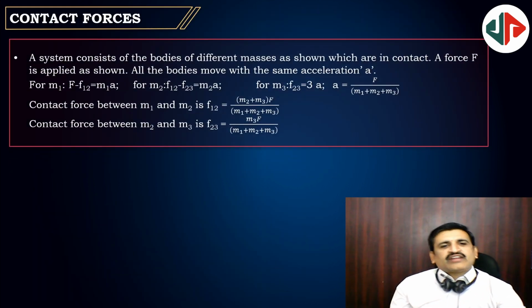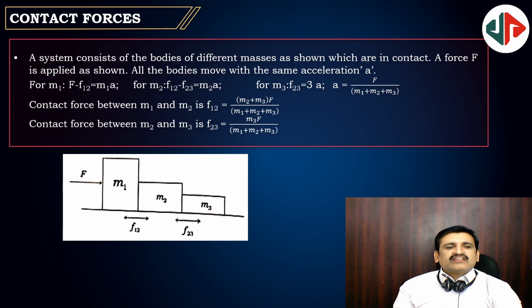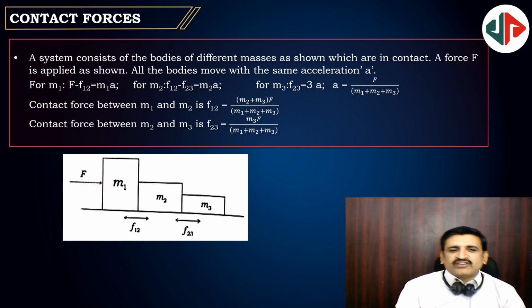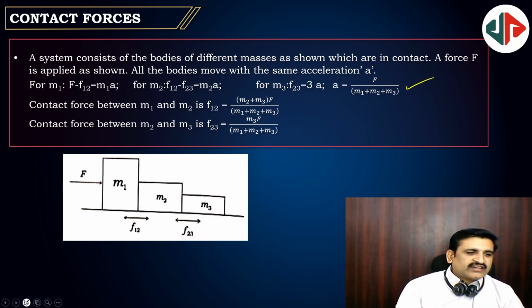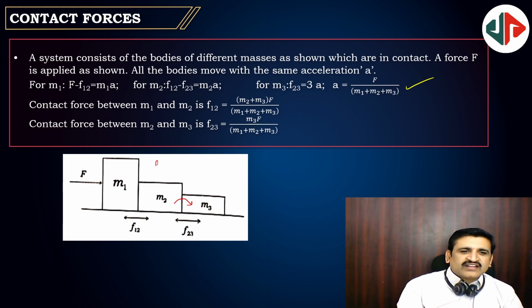Next, contact forces. Contact forces means bodies are in contact and exerting force on one another. Then this type. Here also, acceleration equal to net force divided by total mass only. And this force, whatever the force acted on the third one, that is equal to mass to be pushed into acceleration. I would like to say here, contact force F is equal to mass to be pushed into acceleration. So mass to be pushed here, this is equal to m3 into a, and for this is equal to m2 plus m3 into a. That is the fun here.